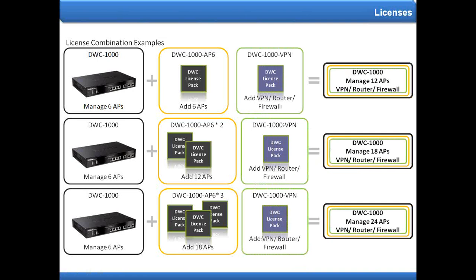Now, if I also then add on the DWC 1000 VPN license, this would allow the DWC 1000 to also behave as the core router for the network, unlocking VPN capabilities, routing capabilities, and firewall capabilities as well.